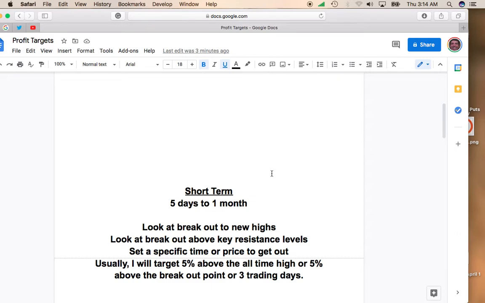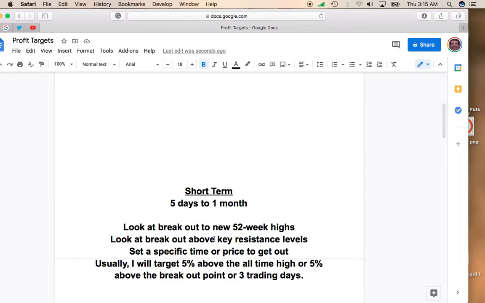Okay, for short term, when I talk about short term trades, I'm talking about trades that last anywhere from 5 days to 1 month. When I look at short term trades, I'm looking at stocks that are breaking out to new highs, new 52-week highs, or new all time highs, but usually 52-week highs. And you choose 52-week highs because you get a lot of programmed buying when a stock hits a new 52-week high. Or look at stocks that break above a key resistance level. So, for instance, with penny stocks, it's the $5 share level or the $2 share level. And that will set a specific time or price to get out.